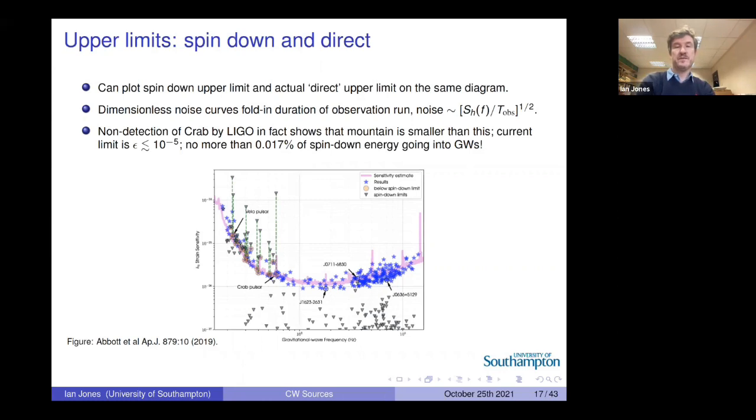So this was using relatively recent LIGO Virgo data. It's a 2019 paper, so I think it's O1 and O2 data that's in that paper. So O3 results will be a bit better.